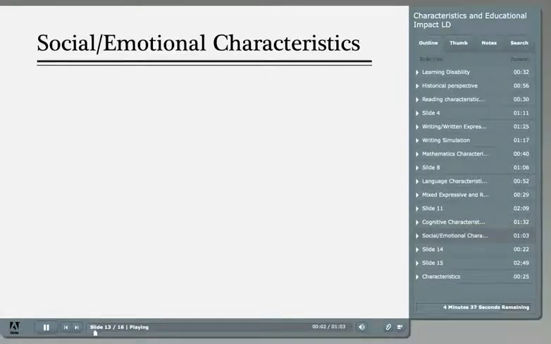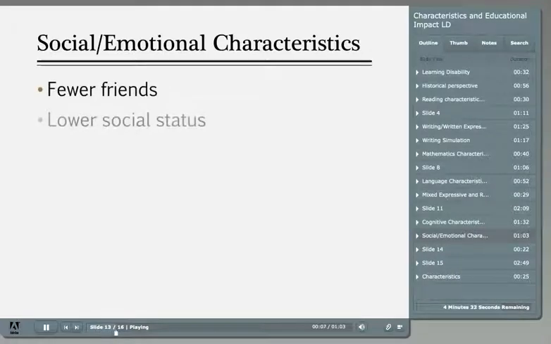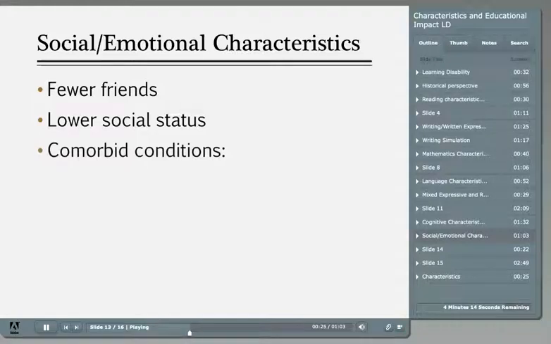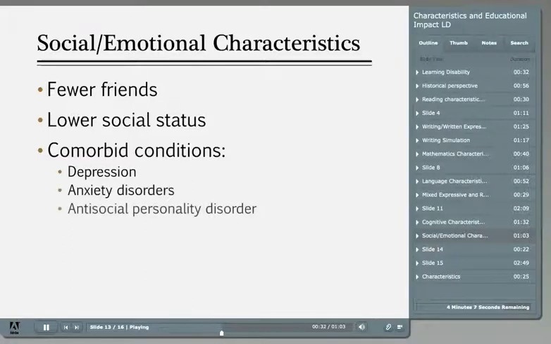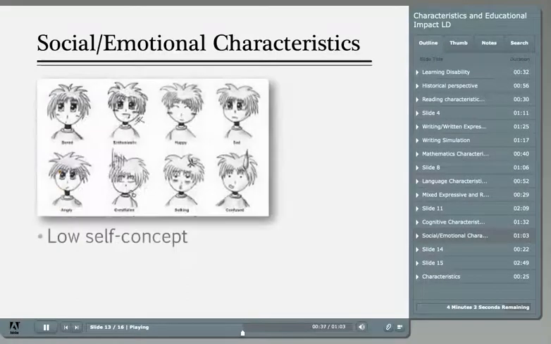Many students with learning disabilities are reported to have fewer friends and lower social status than their typically developing peers. A classroom environment that is supportive and builds positive peer interactions is critical in remediating these social characteristics. As with some of the other disability categories we have discussed, there can be comorbid conditions that exist with learning disabilities. In other words, multiple conditions that exist at the same time.